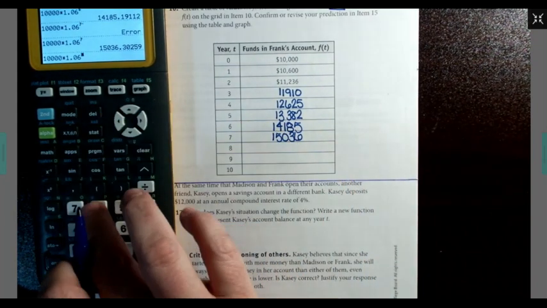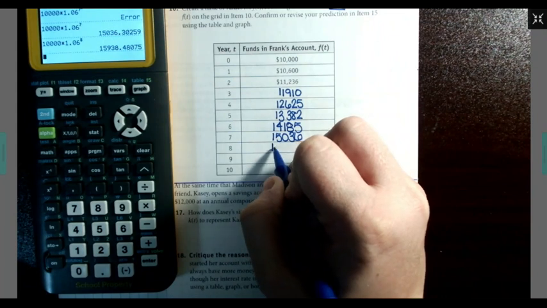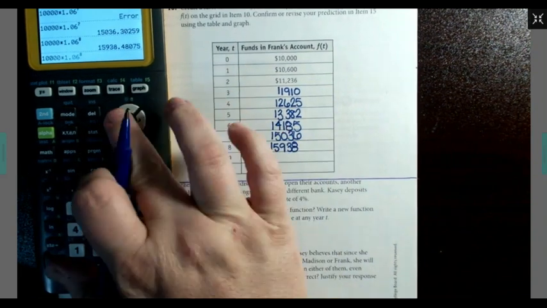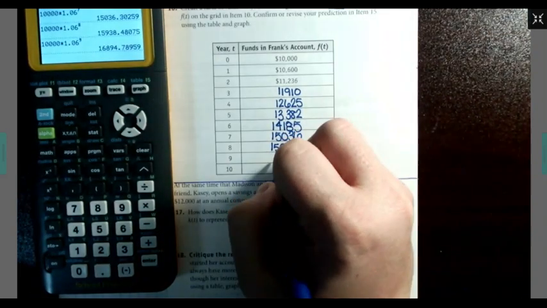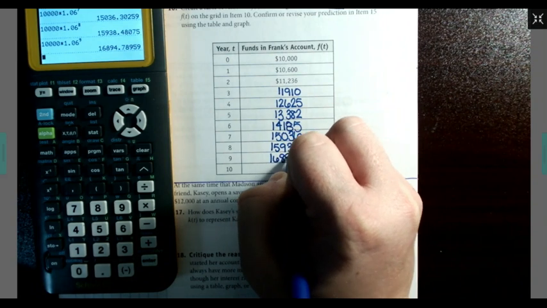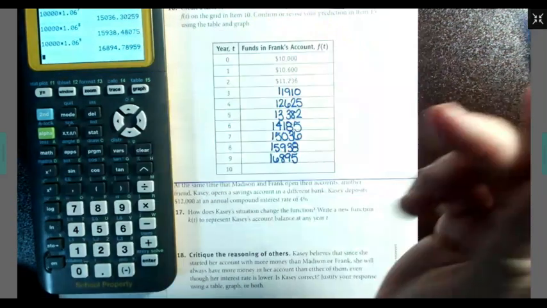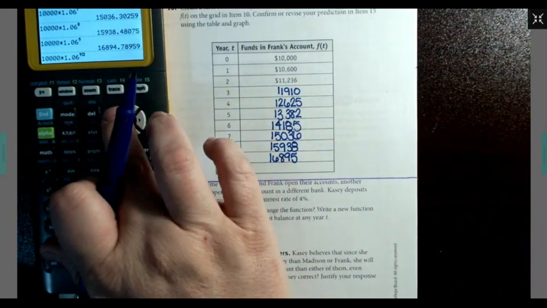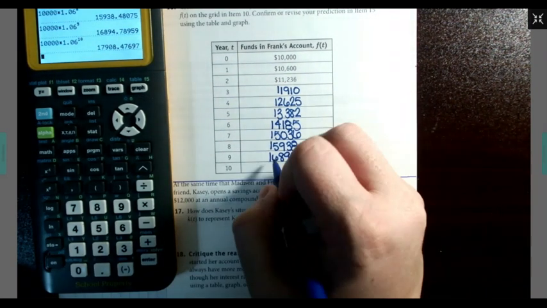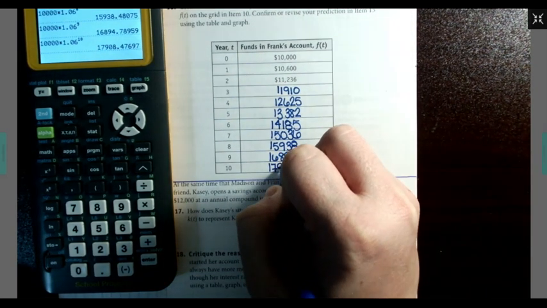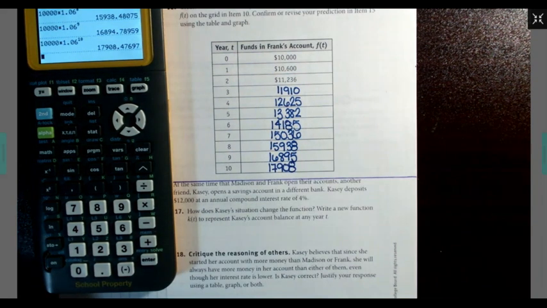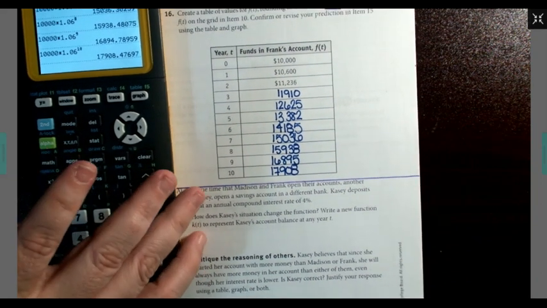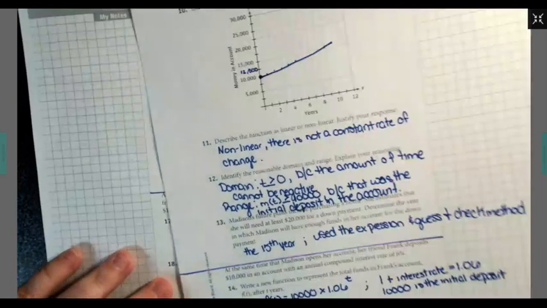Going to change it to an 8 here. At the end of year 8, we've got 15,938. Year 9 is going to give us $16,895 because that would round to the next dollar. And lastly, we're going to do the end of year 10, $17,908. Now, it did ask us to graph this on the same graph as number 10.